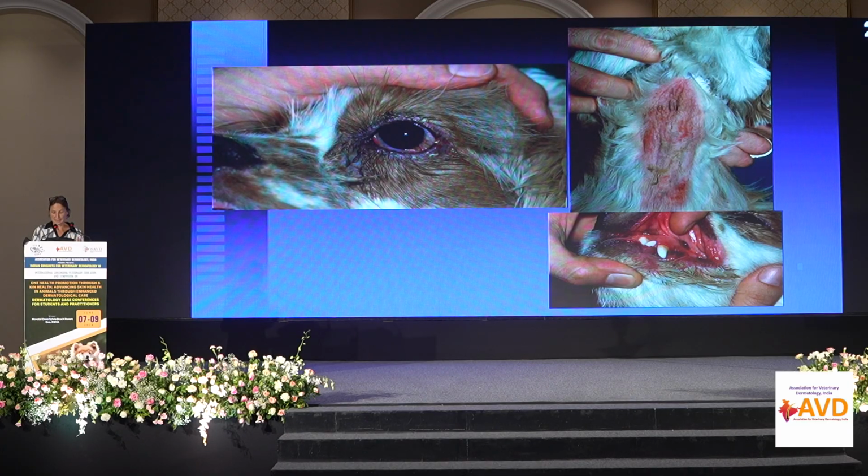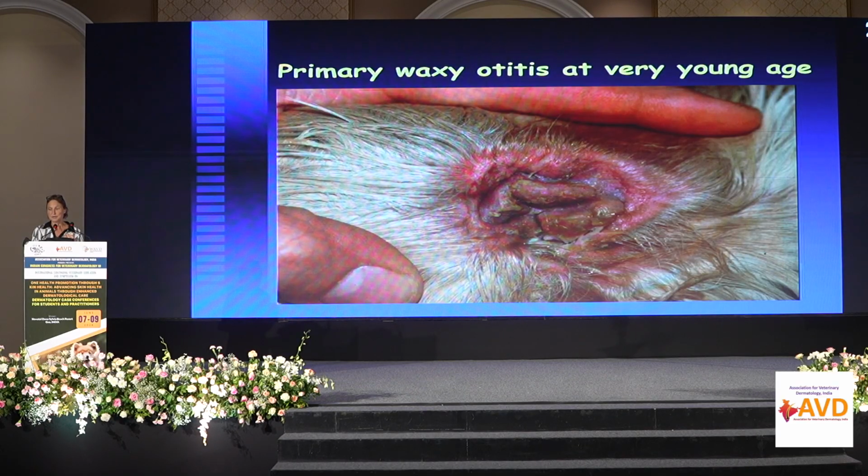The commissure of the lips is also a common area where you can see all the greasy accumulation of keratin.